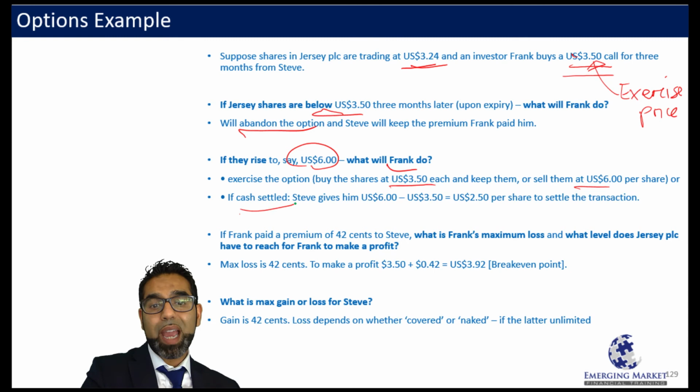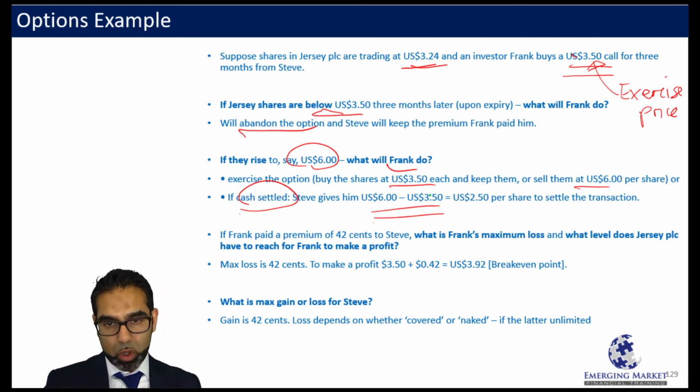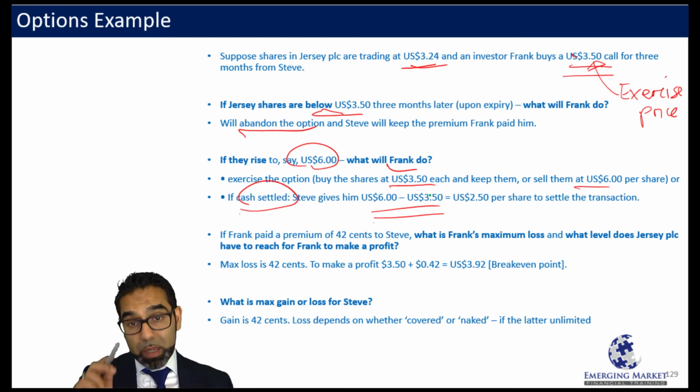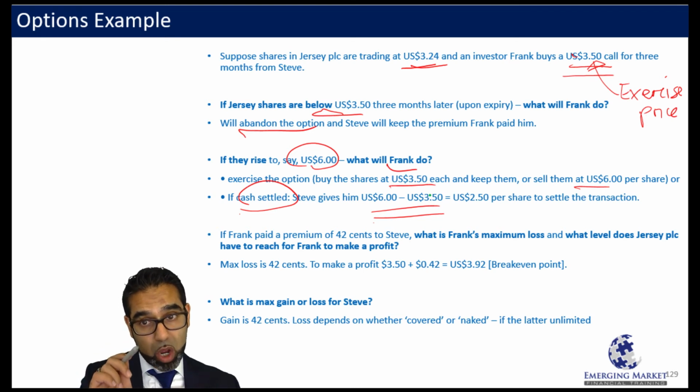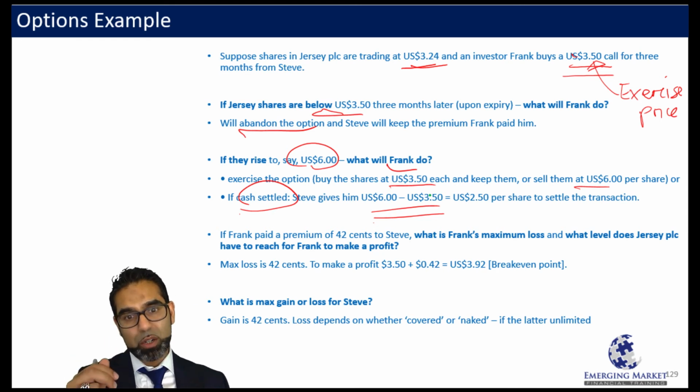Or he can do a cash settled agreement. Okay? It's agreed up front. You don't decide this later on. The contract is agreed. And he gets the $2.50 difference. 6 minus 3.50. Remember, he did have to pay premium at the start for this option. You have to pay a premium. So he doesn't make $2.50 profit, he makes $2.50 less a little bit of premium.